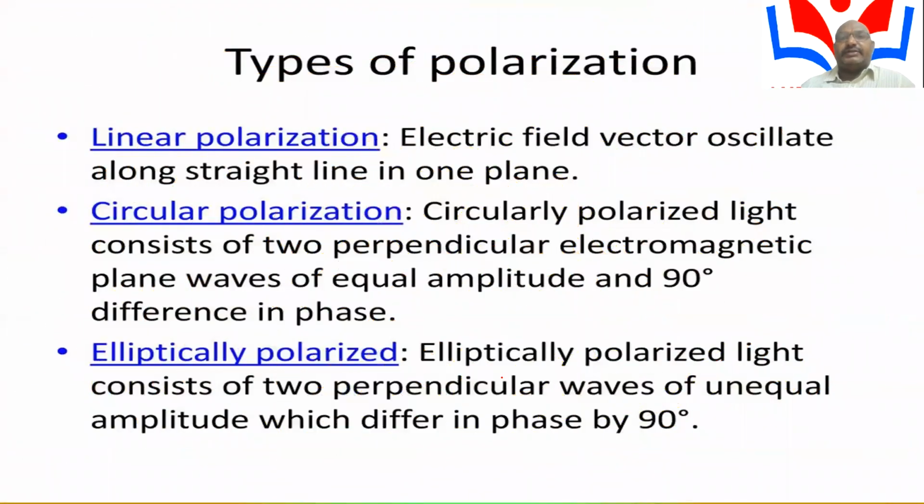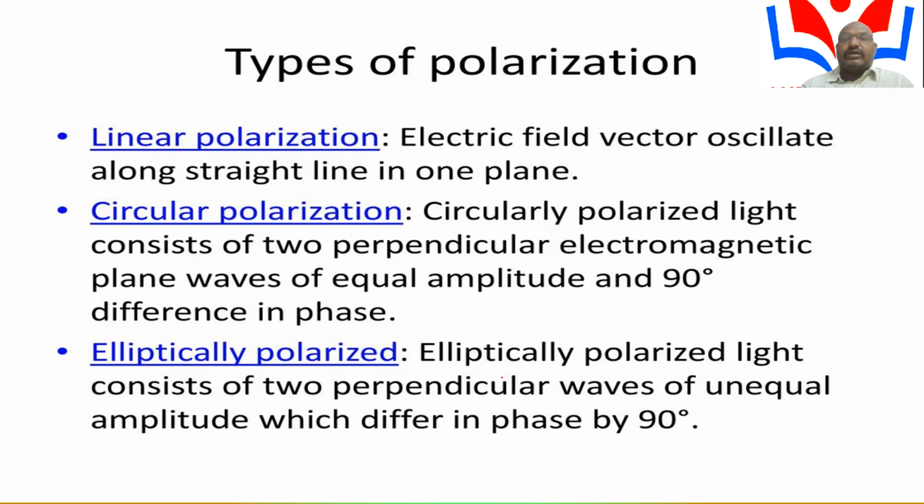Types of polarization: linear polarization, circular polarization, elliptical polarization. So what is the first one? Linear polarization. The electric field vector oscillates along a straight line in one plane. That is called linear polarization.